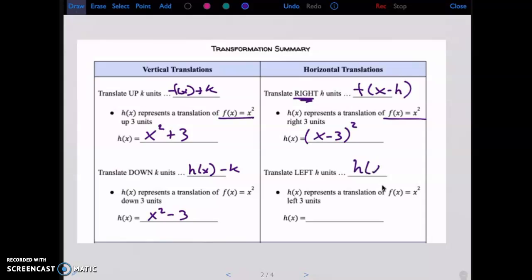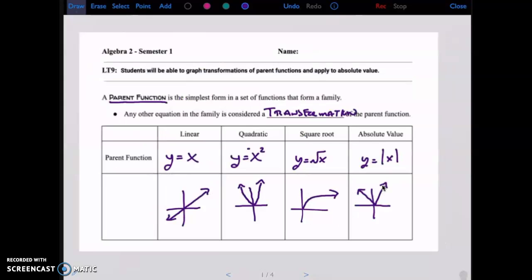h of x plus h. It's weird there's 2 h's. Sorry about that. h of x represents the transformation here. For the translation of x squared, we're going left 3. So again, use the sliders. We're going left 3. We have to change the input, x plus 3 squared. When you mess with the inputs, it's the opposite sign. When you mess with the outputs, it's the same sign.